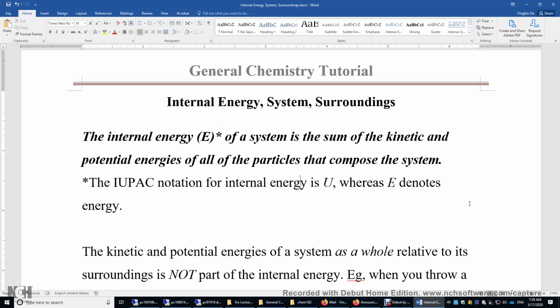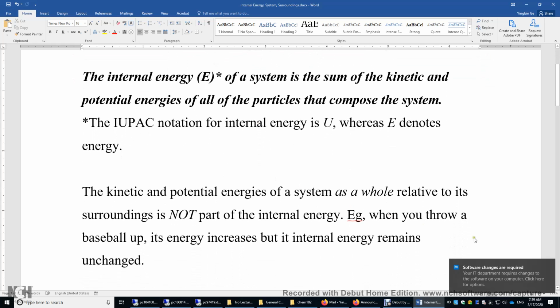The IUPAC notation for internal energy is U. However, you'll see both E and U in many chemistry and physics textbooks. What's the difference between the internal energy and energy? When we are talking about internal energy, the kinetic and the potential energies of a system as a whole relative to its surroundings is not part of the internal energy.